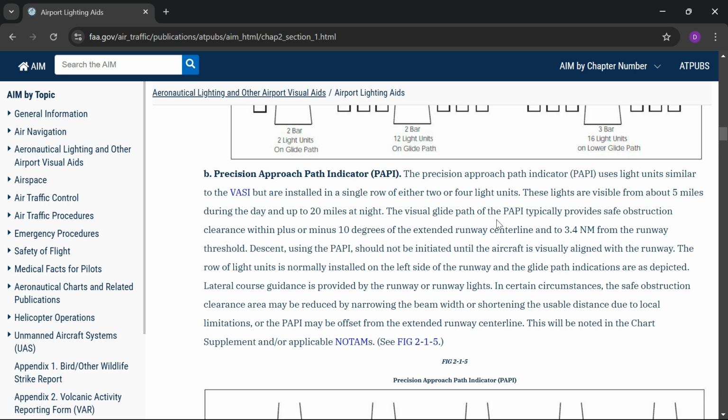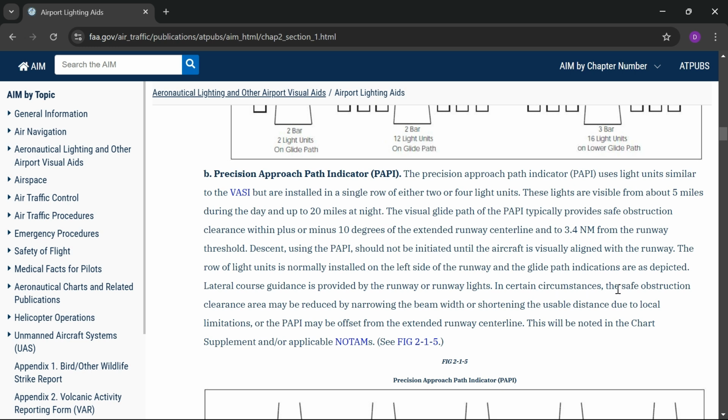The visual glide path of the PAPI typically provides safe obstruction clearance within plus or minus 10 degrees of the extended runway centerline and to 3.4 nautical miles from the runway threshold. Descent using the PAPI should not be initiated until the aircraft is visually aligned with the runway. The row of light units is normally installed on the left side of the runway, and the glide path indications are as depicted. Lateral course guidance is provided by the runway or runway lights.